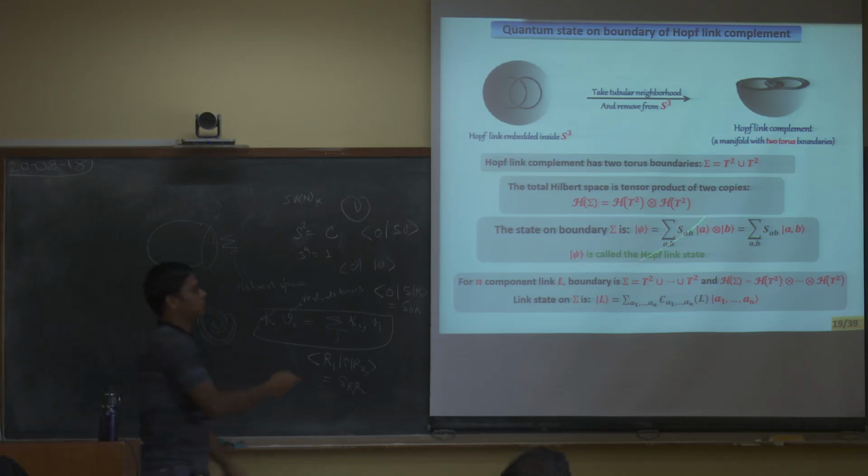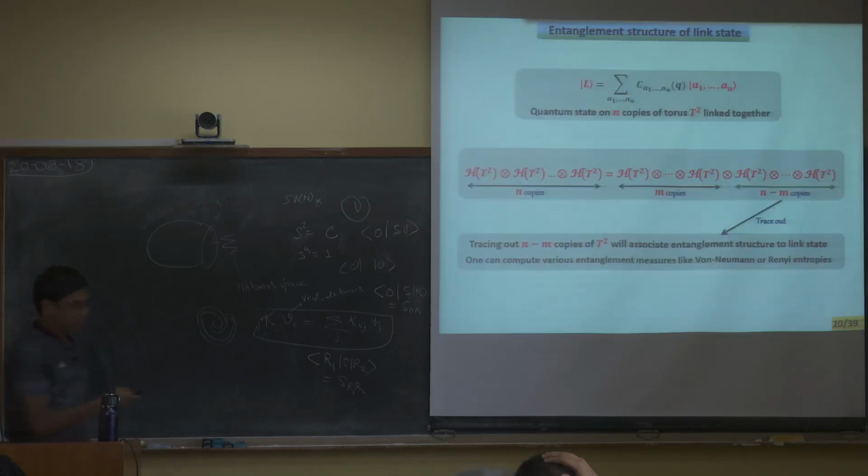We can also do a similar exercise for n-component links. When you have an n-component link, you can just put the Wilson line in each of the torus boundaries, glue them back, and you can obtain a quantum state. You can fix these coefficients by the gluing procedure. So a general quantum state on n copies of torus can be written like this, where these coefficients are known.